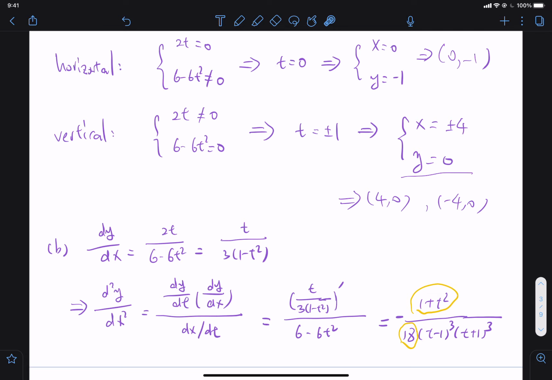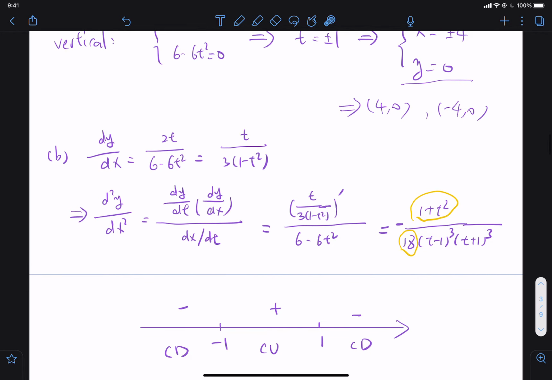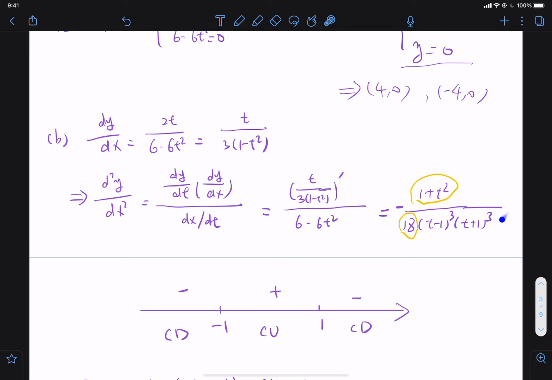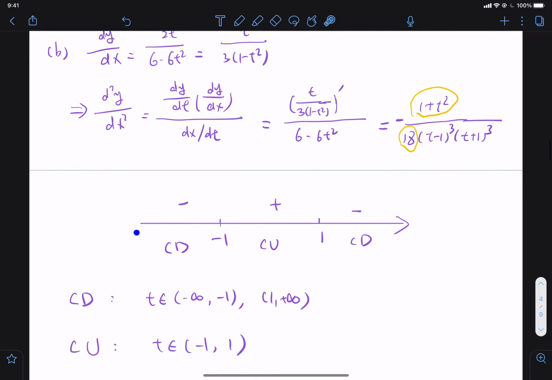And so we have the derivative of this one, that is the derivative of the second derivative with respect to t. And in the bottom, we have dx divided by dt, which is this one. And it finally simplifies to this fraction. So our job here is to figure out the sign of the second derivative according to the value of t. So we're going to make this number line here and locate the points -1 and 1, right? Because we have this factor t minus 1 and t plus 1.